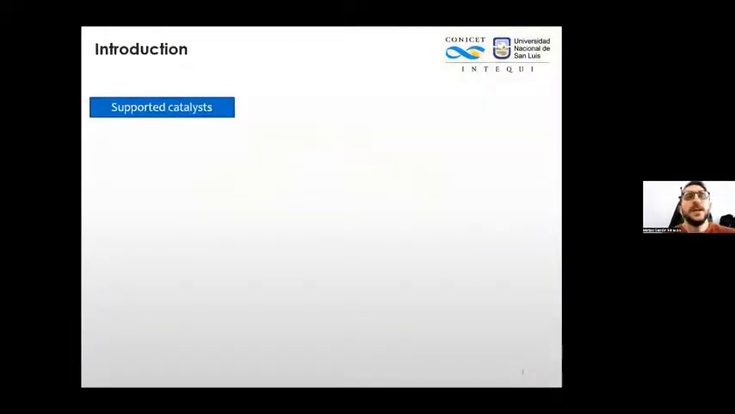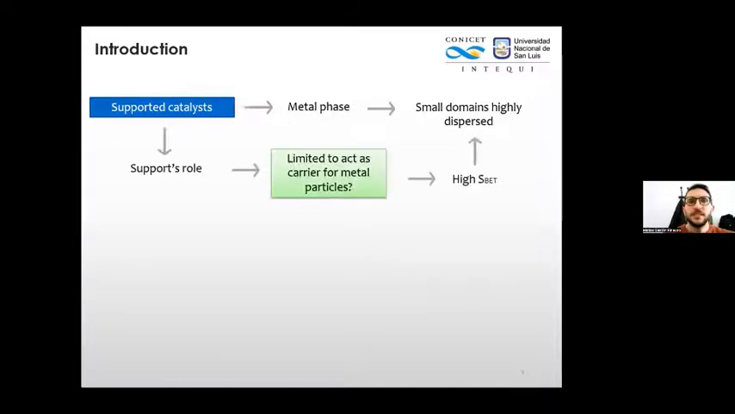Starting with the introduction, we all know that from a classical point of view, supported catalysts used to focus on the metal phase, so we need small domains highly dispersed on a support that used to be a carrier for this active phase, the metal particles. But we also question ourselves, what's the support's role? Is it limited to acting as a carrier for metal particles, or can we achieve other features with the support?